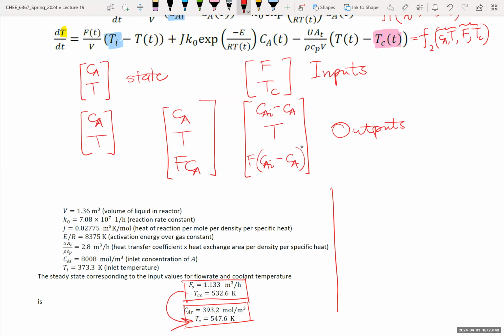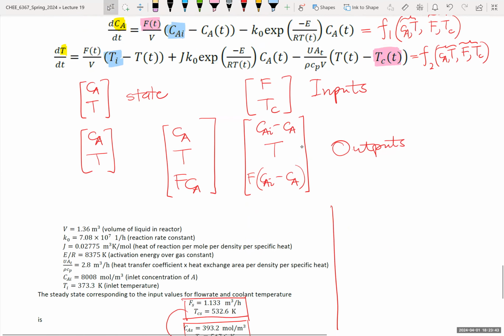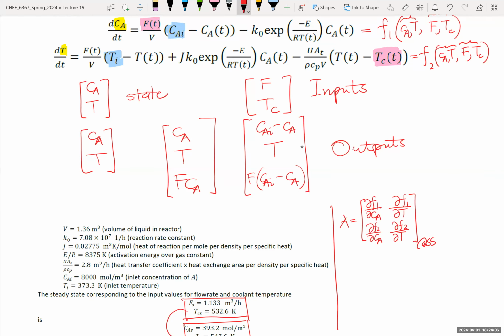So let me do it here so we can keep track of what's going on. The matrix A is going to be partial of F1 with respect to the first state, which is CA of T, partial of F1 with respect to the second state, T, partial of F2 with respect to CA, partial of F2 with respect to temperature. All this at steady state. And if I do the partials, well, let's go here.